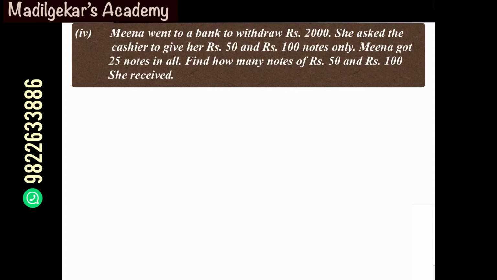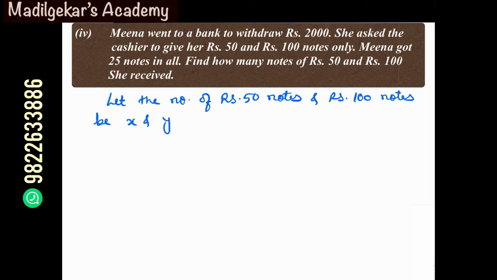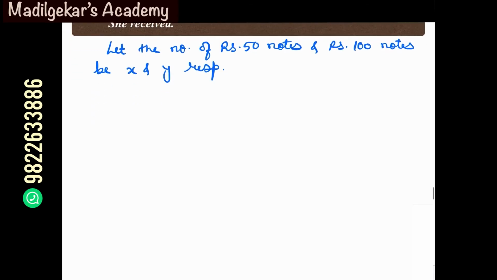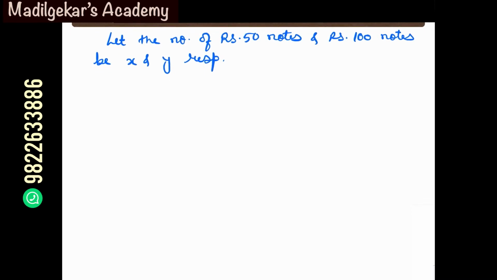So here let us consider, let the number of rupees 50 notes and rupees 100 notes be X and Y respectively. Since the total notes she received are 25, so we have X plus Y equals 25. So this is the first equation.